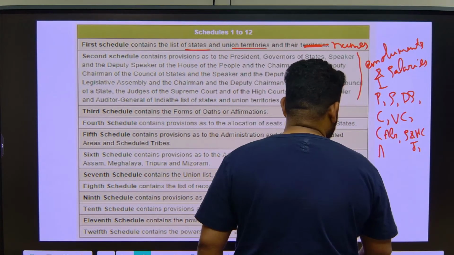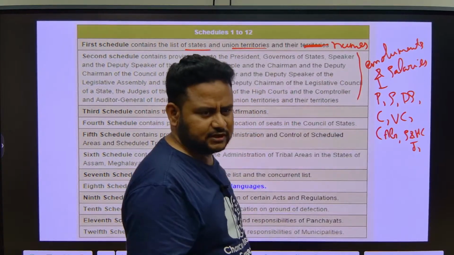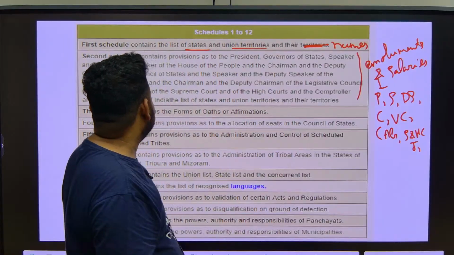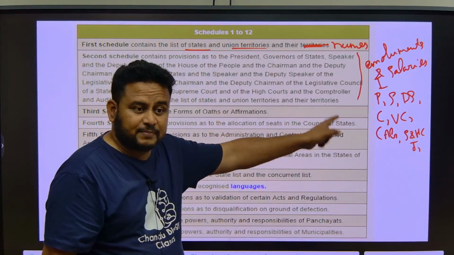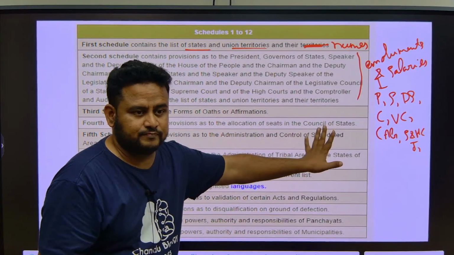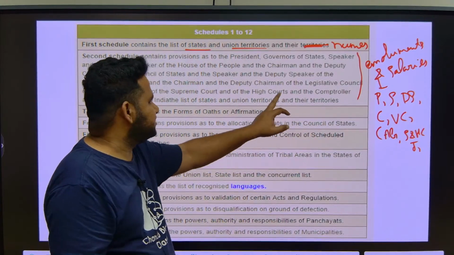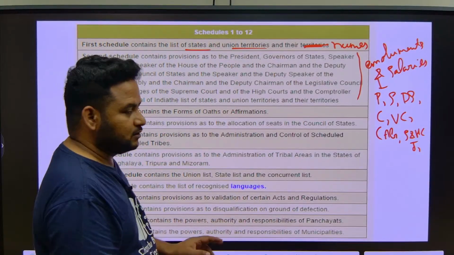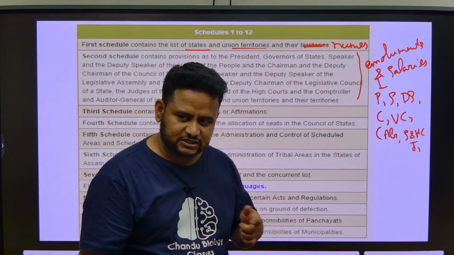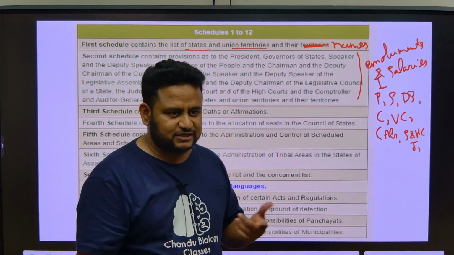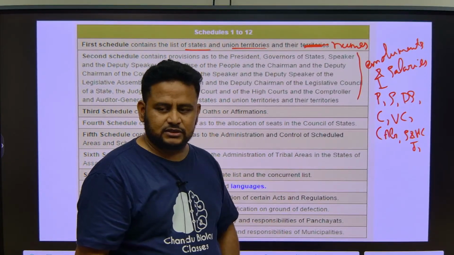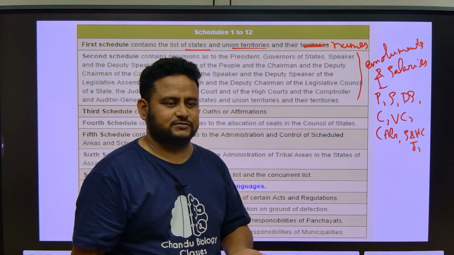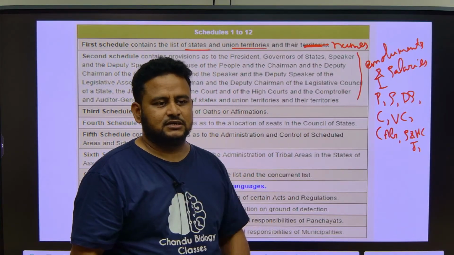They will not ask these things, but you have to remember the emoluments and salaries of these people. Here they have not mentioned anywhere Prime Minister or Chief Minister. It is not talking about emoluments and salaries of Prime Ministers and Chief Ministers. It is talking about Speaker and Deputy Speaker, Chairman and Deputy Chairman, President, CAG, and High Court and Supreme Court judges.